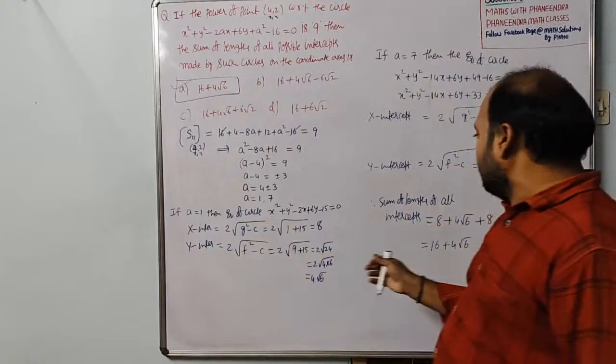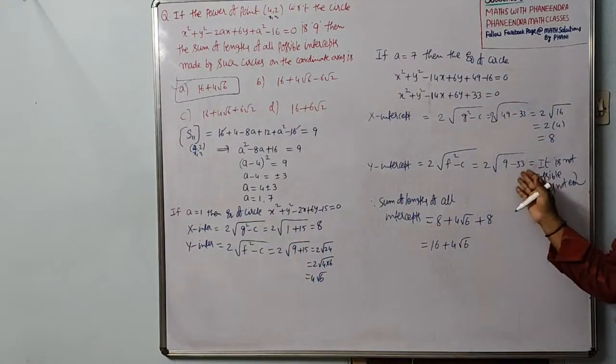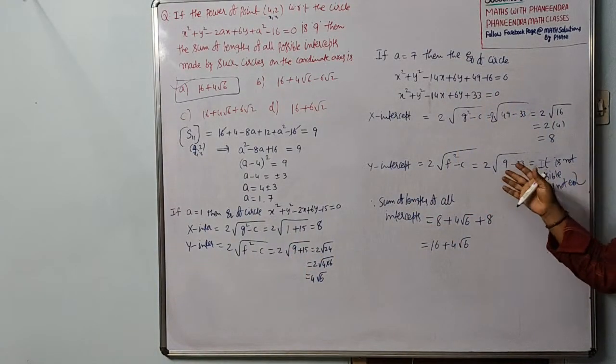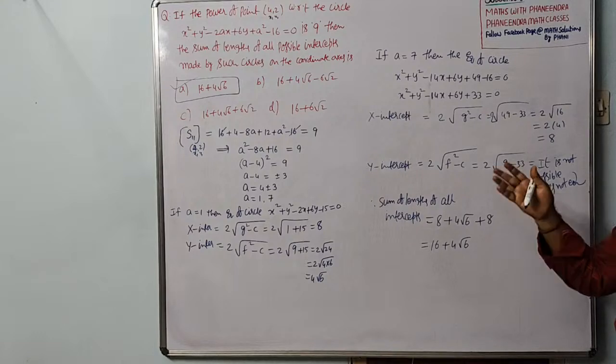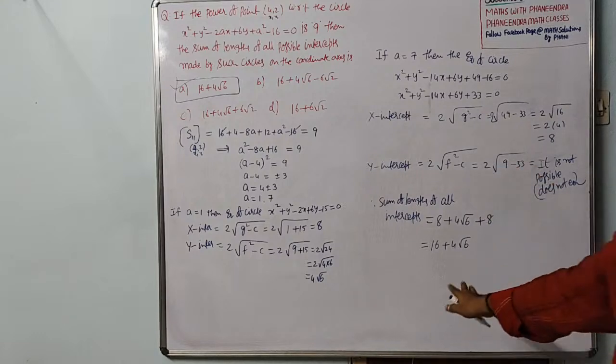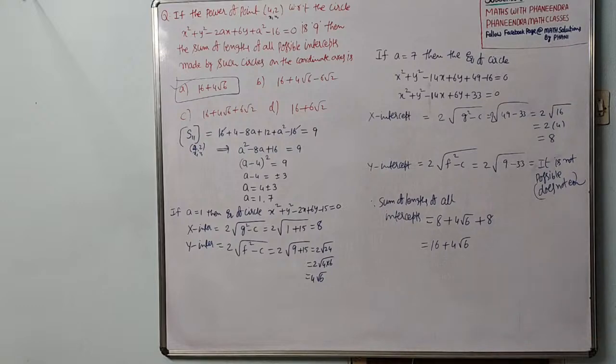I hope you understand. This is the negative value we cannot find. So if any confusion is there, once again you can go through. So 16 plus 4 root 6 is our answer, dear students. We'll move on to another question.